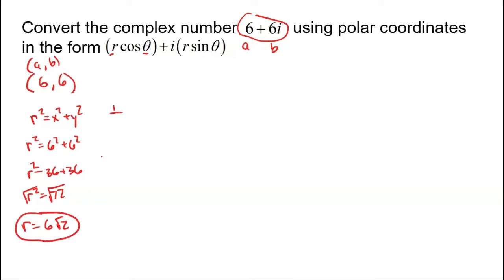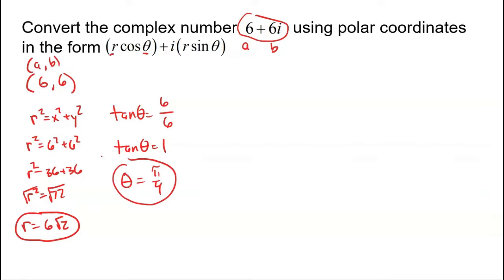Now to find theta. I know that tangent of theta equals y, 6, over x, 6, which means tangent of theta equals 1. Now, where is tangent of theta equal to 1? Well, that's going to happen at pi over 4 pretty easily there. So now that I have my r and my theta, I could go ahead and put this complex number into polar coordinates.